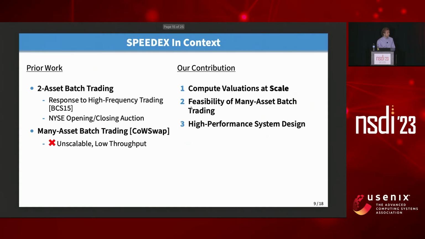We're not the first people to propose executing trading in batches. This has been discussed in the traditional economics literature as a response to high-frequency trading. The New York Stock Exchange also uses batch auctions for opening and closing the trading day. But these batch auctions trade between 2 assets, and when there are 2 assets, it's very easy to compute the market clearing prices. But when there are many assets, all traded in one batch, nobody thus far has been able to crack the price computation problem. So that's what I'm going to tell you about today.